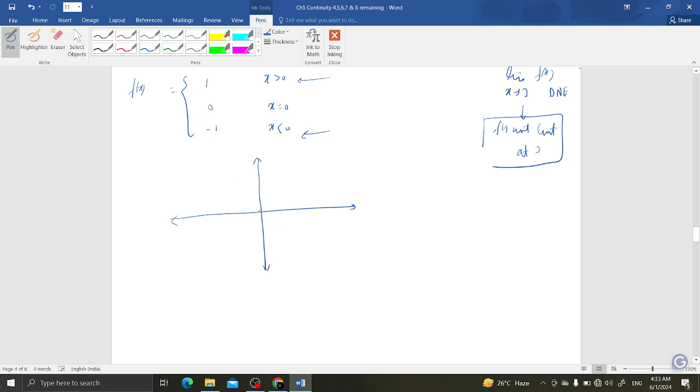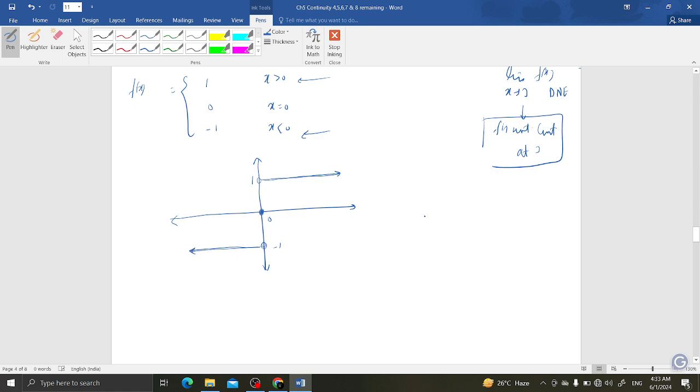See, at 0 the value is 0, I'll mark it dark. After 0 we have the value 1, and before 0 we have minus 1. This is minus 1, this is 1, and this is 0. We observe that on the right side it is constant up to 0, hence it is continuous, because without lifting our pen we can draw the graph. And before 0 also this function is continuous, because without lifting our pen we can easily draw the graph.